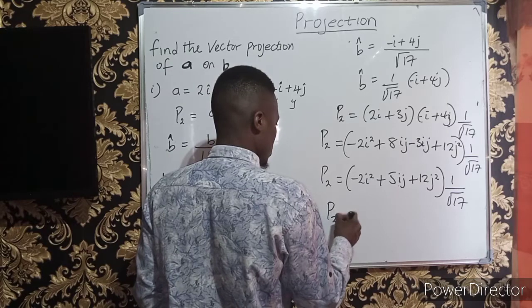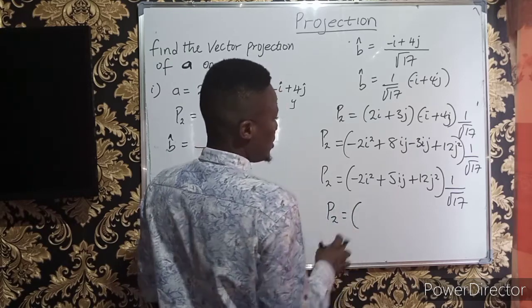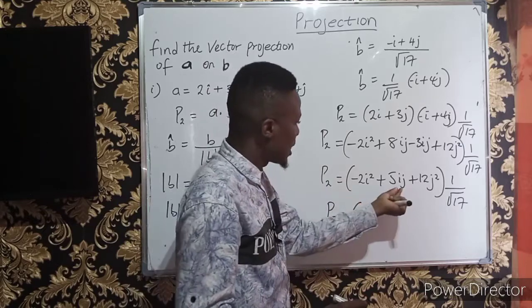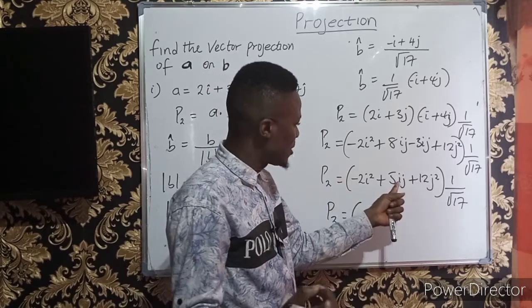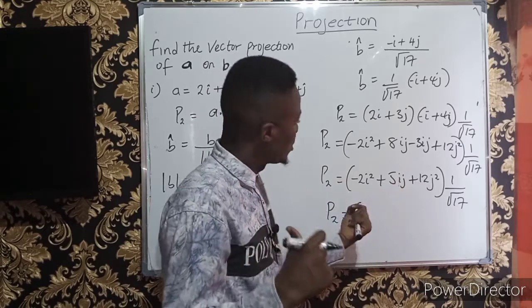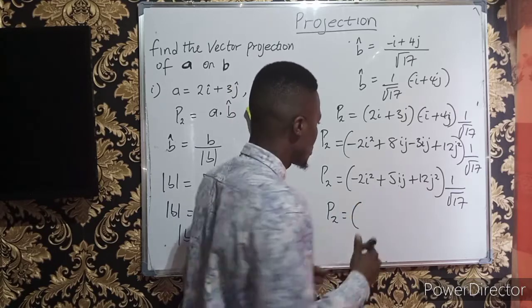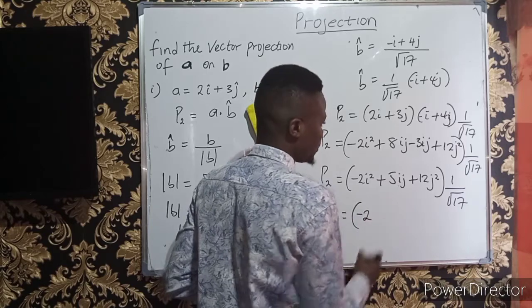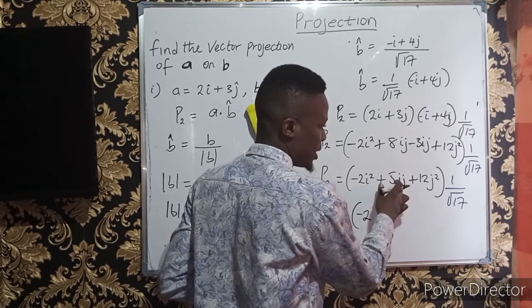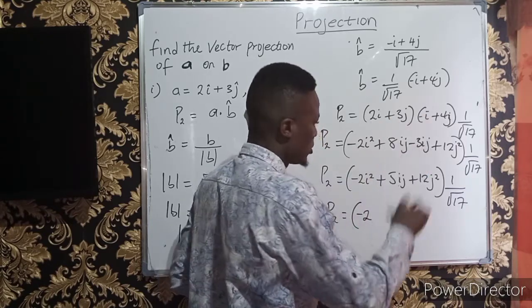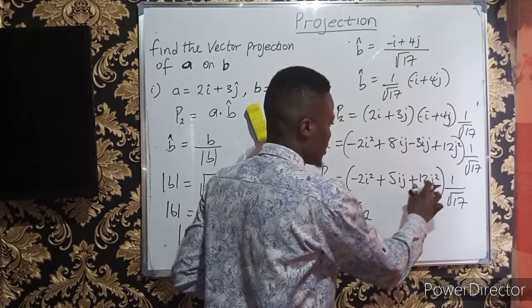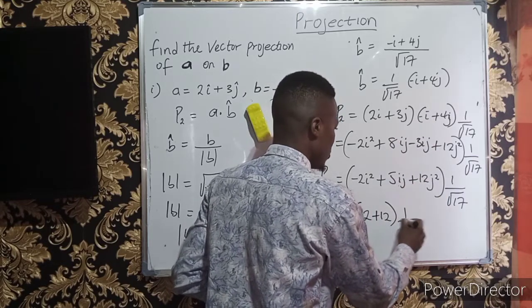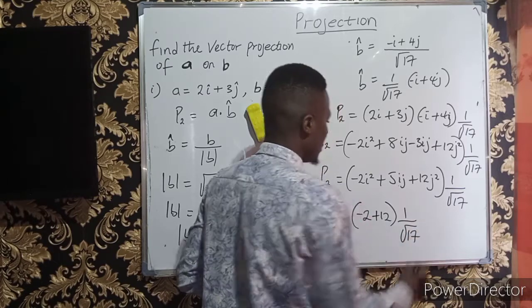So p2 will give us, remember that i squared is 1, j squared is 1, but ij is 0. When they are different, ij is 0. I've worked on this. Check my video on dot product. So i squared is 1, minus 2 times 1 will just give us minus 2. Ij is 0. So 5 times 0 is 0. It has gone. j squared is 1. 12 times 1 will give us 12. Then multiplying 1 over root 17.